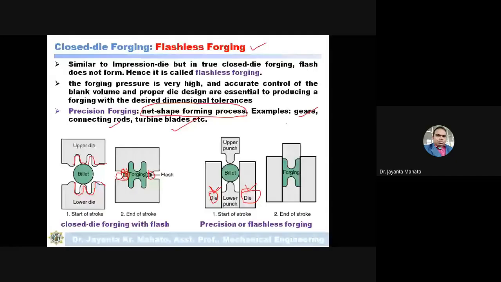Connecting rods, turbine blades. Okay, so in gears, obviously the precision forging process is required. Means after the forging process, there is no possibility of machining of the whole part. Okay. So, forging practice and product quality.